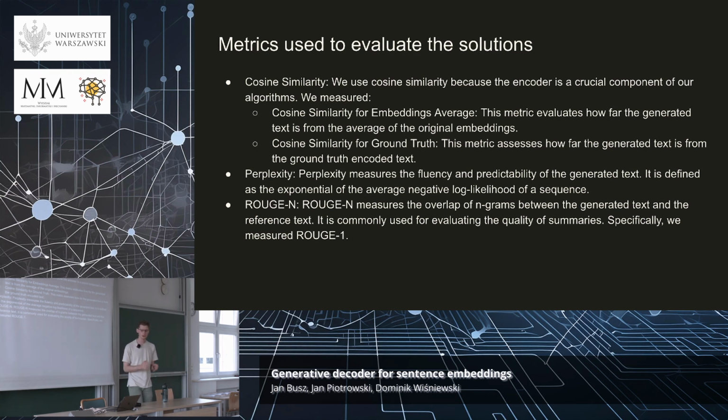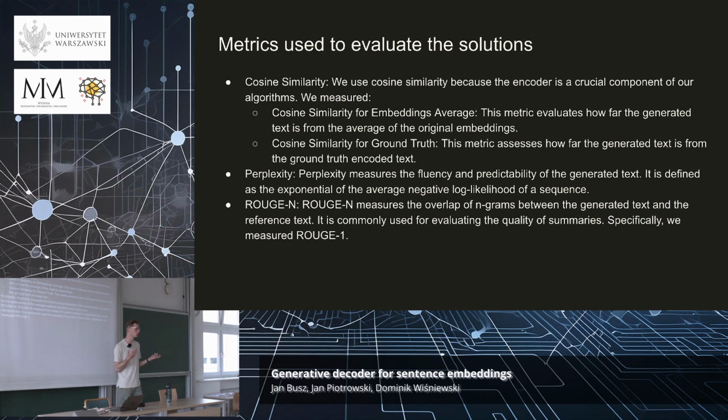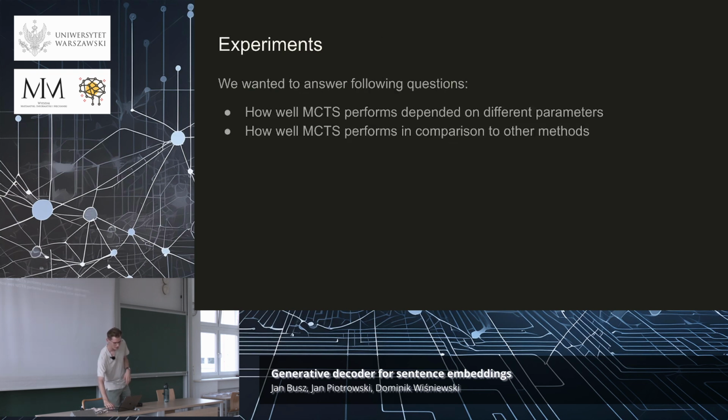So the very important thing was to find metrics to measure, because models are models, but how to measure the performance of models? So of course it was cosine similarity. The second was perplexity, because as we said, we wanted to generate meaningful summaries. And the third one is ROUGE-N. In our case it's ROUGE-1. It's the measure of how many words are in both the original text and the generated text.